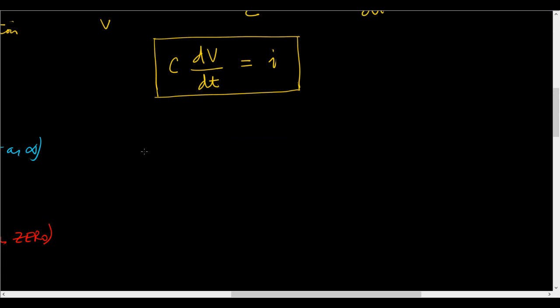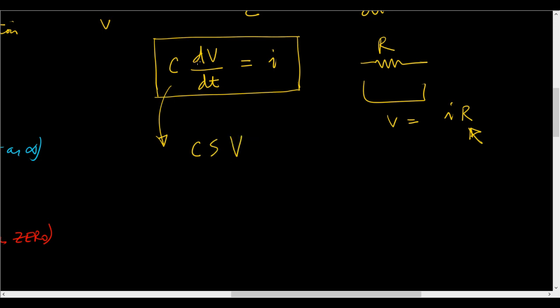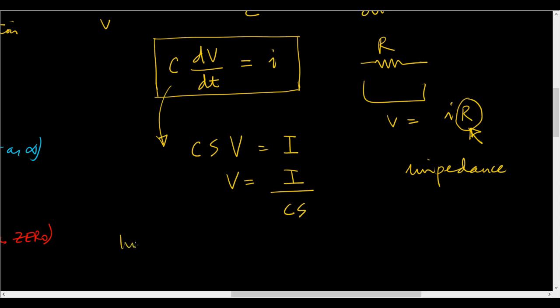What happens here? I can do this in two ways. Okay, I think the best way to do it is if I compare with a resistor, right? So if I have V is equal to IR, this is the resistance. Okay, now you look here, I will write this as CSV because now I am writing in Laplace domain. S is the derivative. This is equal to capital I. So V is equal to I by CS. Okay, so you see, if this is the resistance, we will call it impedance now. The impedance of a capacitor is one by CS.